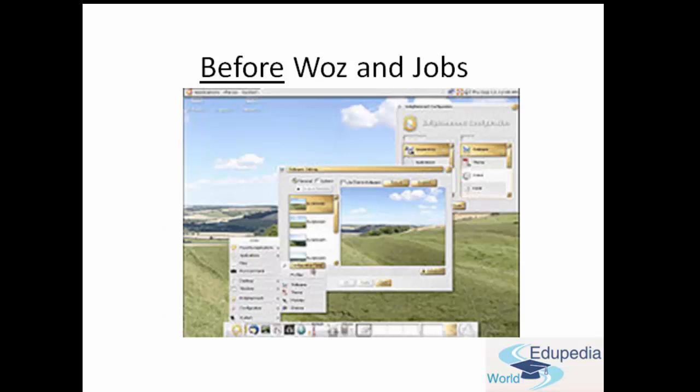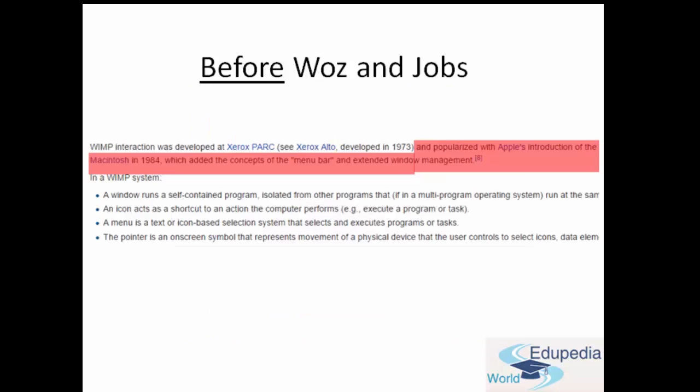Now this isn't the greatest image. I frantically looked around, but as you can see, it's not too dissimilar to any of the PCs that we see now, where you have point and click and a mouse. But this is the interesting thing. WIMP interaction was developed at Xerox PARC in 1973, and popularized with Apple's introduction of the Macintosh in 1984, which added the concepts of the menu bar and extended window management.